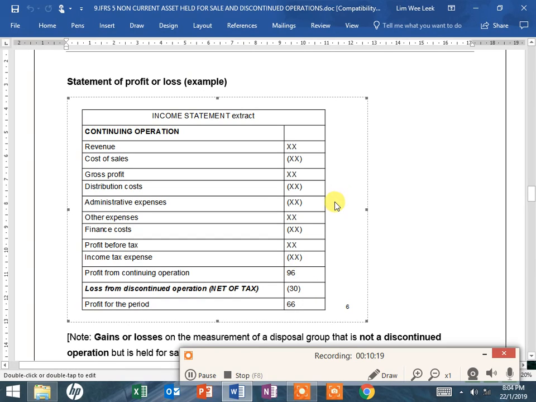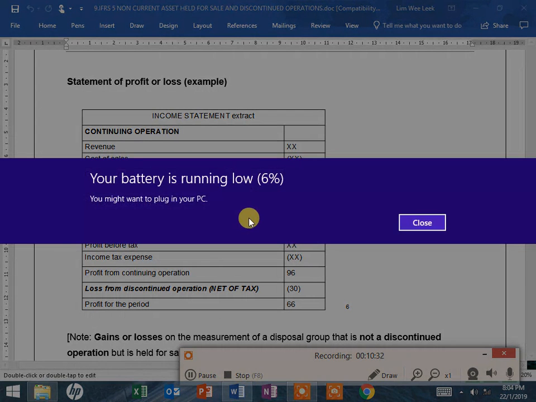Okay, so this particular standard, we got two examples. One is non-current becoming current, and operations classified as continuing as well as discontinued. Okay, so the standard requires you to do this.